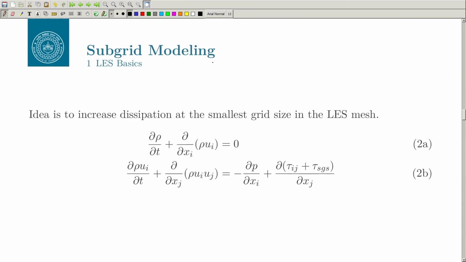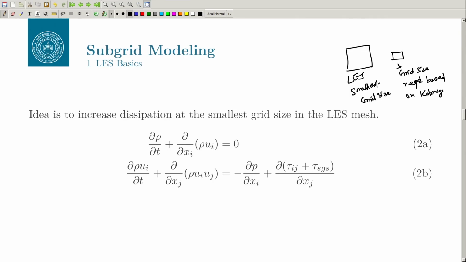As we discussed, we want to increase the dissipation at the smallest grid size. Why we are doing that is because let us say dissipation is happening at this grid size, but the LES has the smallest grid size. This is the LES smallest grid size, and this is the grid size required based on the Kolmogorov calculation, right.